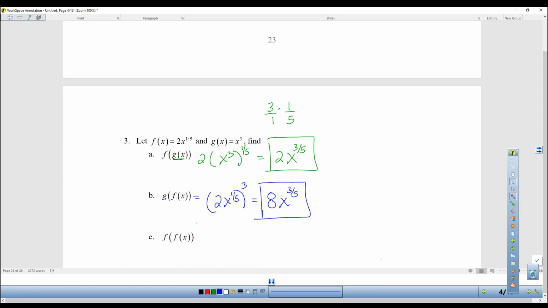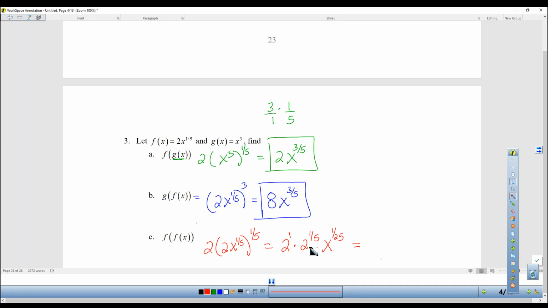And last one, f of, so 2 times something to the 1/5, and f of x. So I'm actually going to put f of x itself back in where the x was. This one's a lot harder because that 2 also has to be raised to the 1/5. And then 1/5 times 1/5 is going to be 1/25. And then I would like you to simplify this. They have like bases. You can give them a common exponent, or I should say a single exponent.